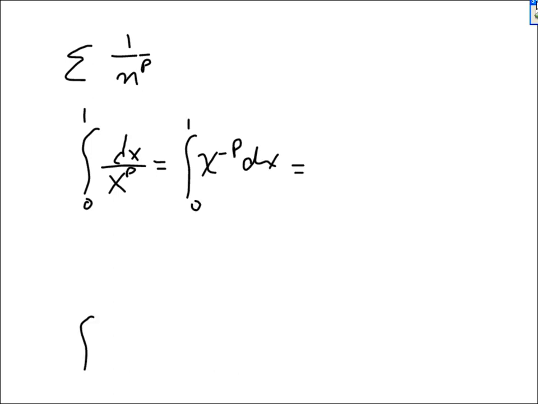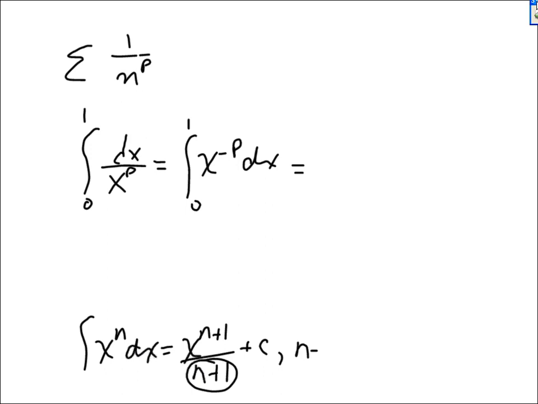And remember, the rule for x to an integer, dx: you add 1 to the integer, and then you divide by that same number, plus the constant. Now, of course, you can't do this if the bottom is 0, and that's when n is negative 1. When n is negative 1, it's ln. Okay. So I add 1 to the power. You have negative p and you add 1, you get 1 minus p. And you divide by 1 minus p, and you go from 0 to 1.